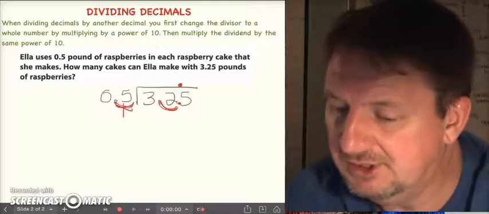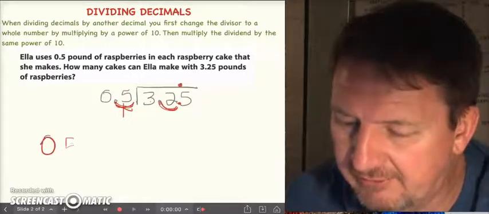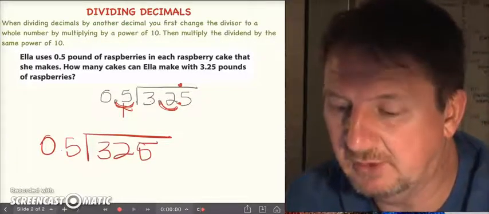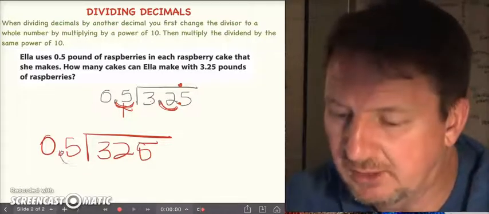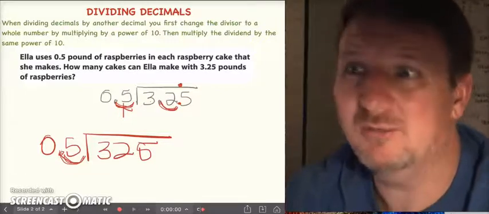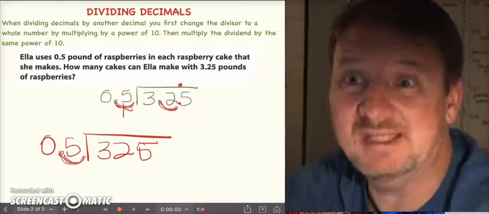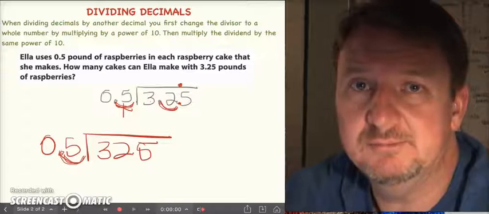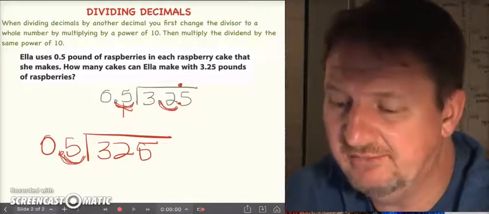So let's just say for an example I had 0.5 and I was dividing it into 325. Okay, I can't divide by a decimal, so I want to move that decimal out by multiplying by 10. And all I'm really doing is just moving the decimal one place to the right. If you don't want to think about the math aspect of it, think how many places to the right am I going to move that decimal. And then I've got to move the decimal the same number of places in the dividend.